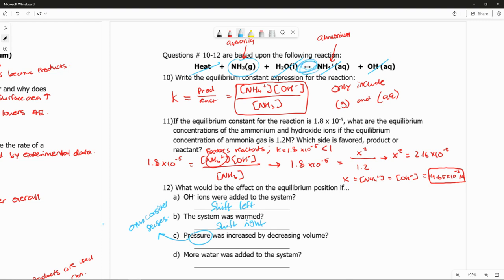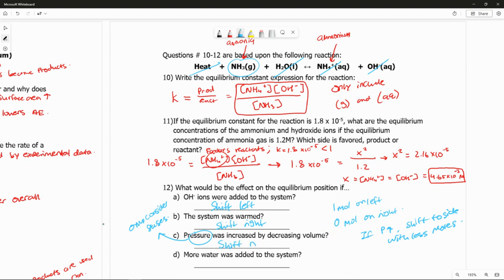On the left-hand side of the arrow, we have 1 mole. There's an invisible 1 in front of the NH3. We have 1 mole on the left-hand side, and on the right-hand side, we have none, 0 moles on the right. For pressure, we shift to the side with less moles if the pressure increases. So if pressure goes up, shift to the side with less moles. We have 1 mole on the left, 0 moles on the right, so we have to shift to the right.